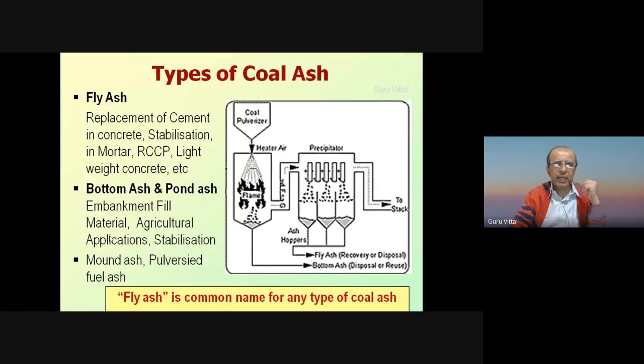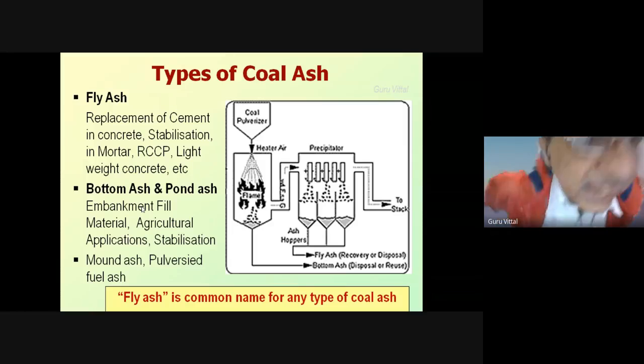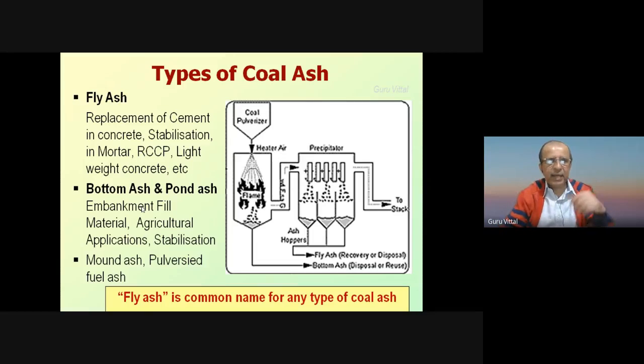Of course, the ideal usages of fly ash, bottom ash, and pond ash are different. The fly ash is a reactive type of material, so it is used in cement concrete, as a replacement of cement, in roller compacted concrete pavement, etc. And the bottom ash and pond ash, which are not reactive, are used as fill material, and they can be used in agricultural application. Also, they can be used for road pavements in the form of stabilization.